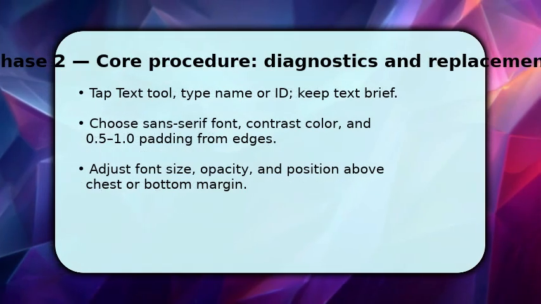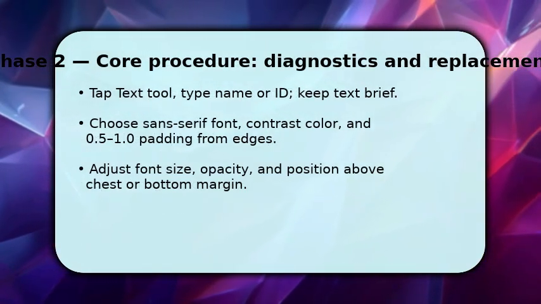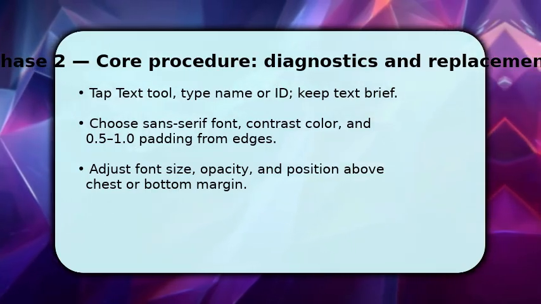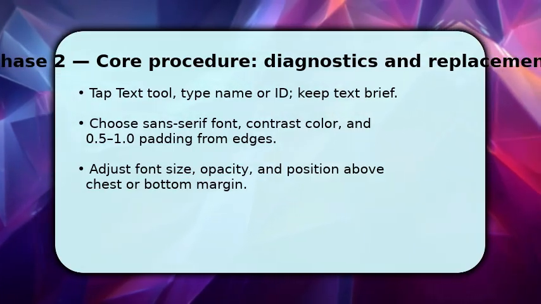You now add the text. Tap the text tool and enter the required details, name or ID, keeping it short. Then pick a sans serif font for legibility and a high contrast color so it reads against the background, black on light backgrounds or white on dark.